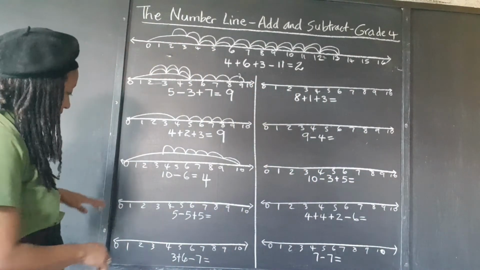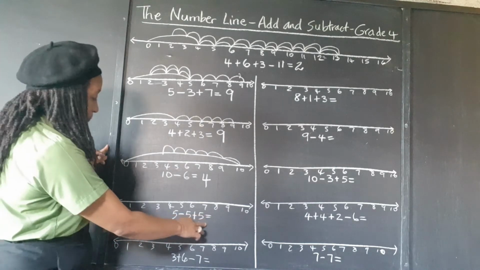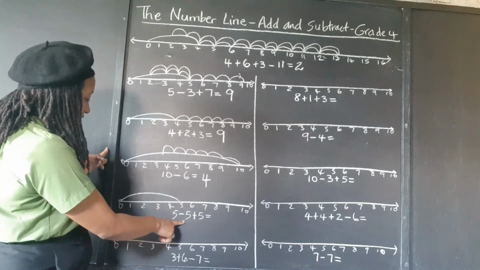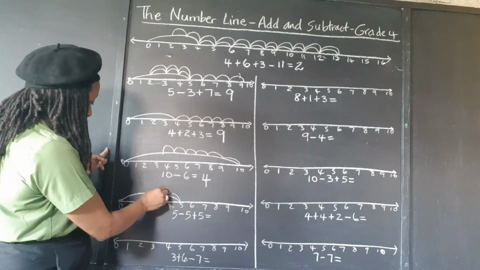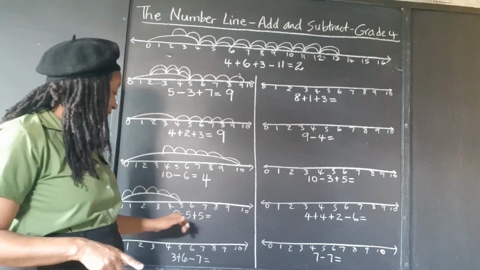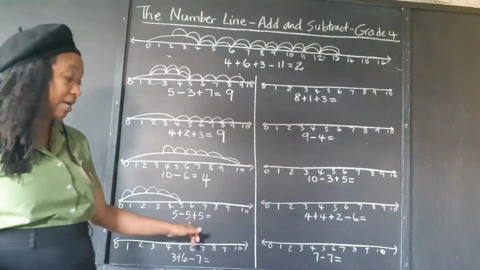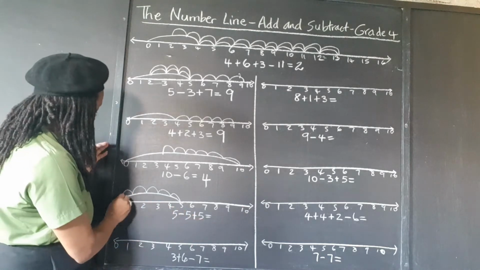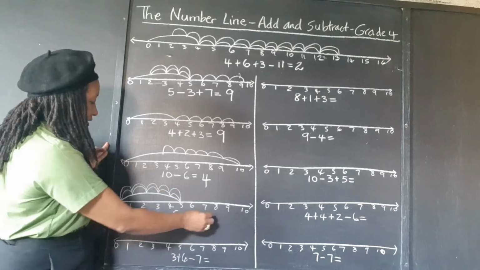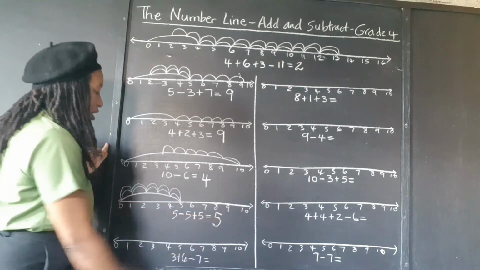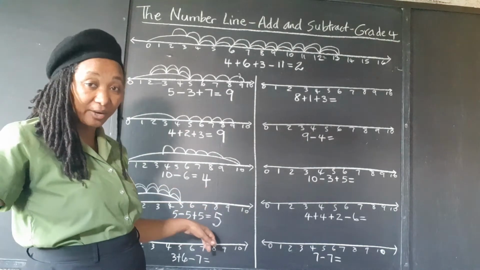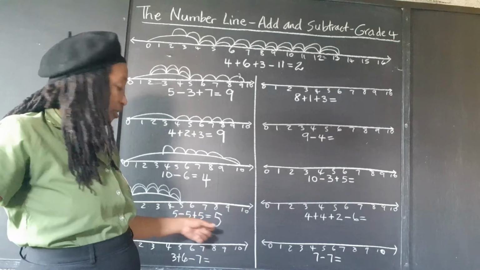Alright, so now we have 5, take away 5, plus 5. So 0 to 5. And then take away 5, we move back. 1, 2, 3, 4, 5 brings us to 0. So 5 take away 5 brings us back to 0. And if we're going to add 5 again, 1, 2, 3, 4, 5, it brings us back to 5. So if we start with a number and we take away that number from itself and add back that number to itself, we end up back with the original number.